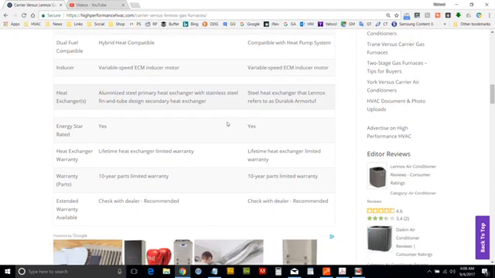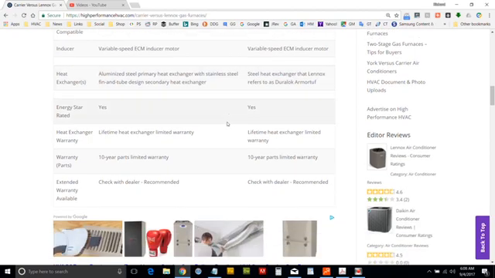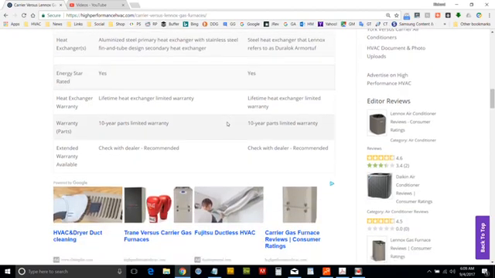Heat exchangers, Energy Star ratings, the warranties on the heat exchangers, they're pretty close to the same. All the rest of their stuff is pretty much the same.